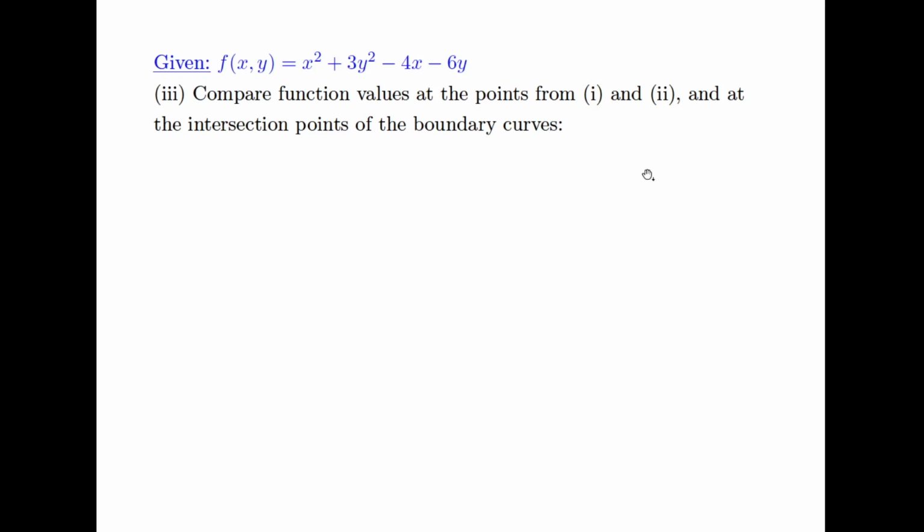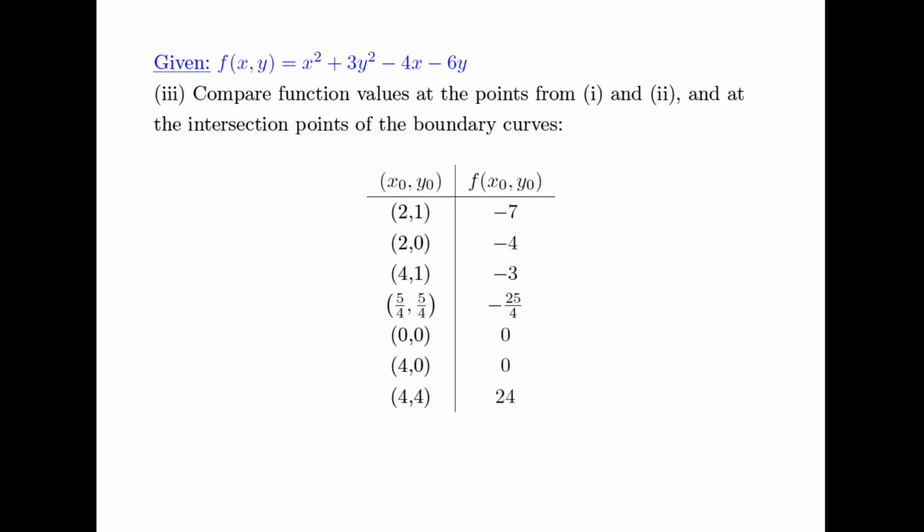Next, we collect all the critical points that we obtained from the previous steps. Recall that we have the point (2,1), which is a critical point inside the region D, the points (2,0), (4,1), and (5/4, 5/4), which all appear on the boundary, and the points (0,0), (4,0), and (4,4), which are the vertices of the triangle, or the intersection of the line segments that we have considered.